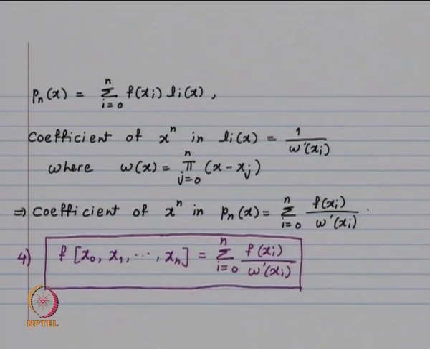So, we have proved certain properties of the divided difference. The first property was that it is independent of the order of points x 0, x 1, x n. If your function is a polynomial of degree m and you are taking the divided difference based on n plus 1 points where n is strictly bigger than m, then the divided difference is going to be 0. Then we proved an important relation, the recurrence relation for the divided difference. And now the fourth property is the expression for the divided difference in terms of the function values.